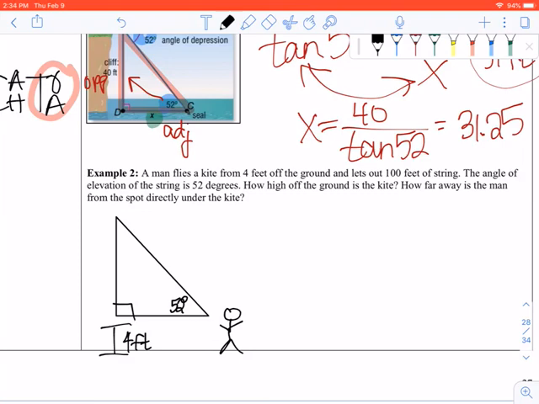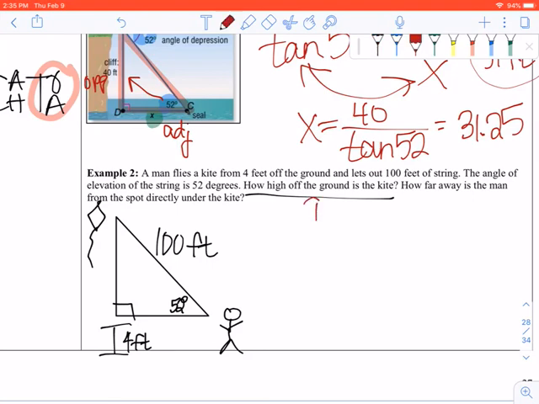Now, he lets out 100 feet of string, so he's holding it here. The kite is up here, right, flying. Here's the string that he's holding it with. Sorry, it's not connected for you, but the string length is 100 feet. I want to know, first, how high off the ground is the kite?